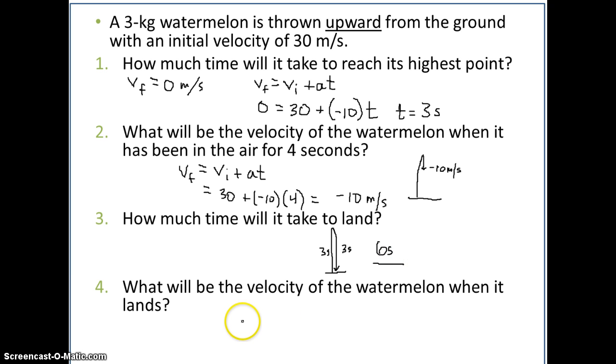And then what's the velocity of the watermelon when it lands? Well, that's pretty easy too. It goes up and comes back down. If it started at 30 meters per second, it ends up negative 30 meters per second if it lands at the same height.